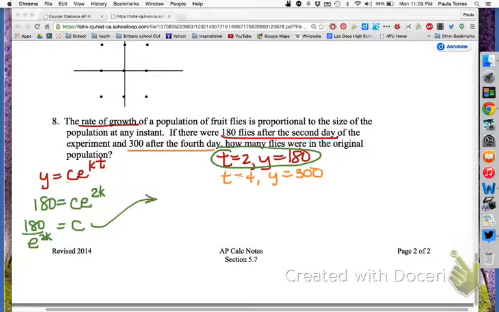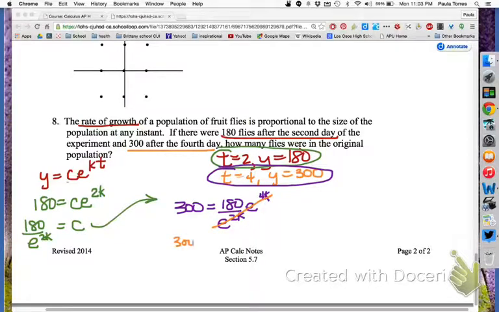And now that I have c, I would plug in the second clue. So I would have 300, because that's going in for y, and now I know c, sort of, and e, now it's to the 4k, and of course this same base, these are going to reduce, so I'll have 300 equals 180 e to the 2k.